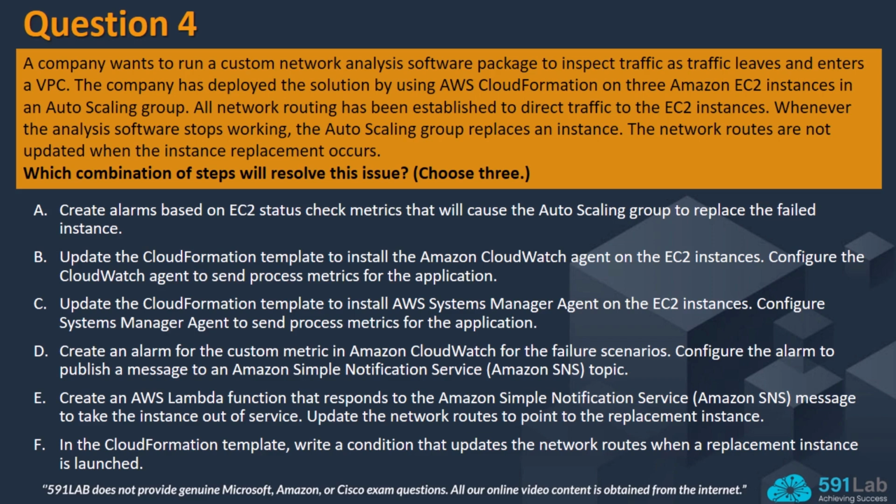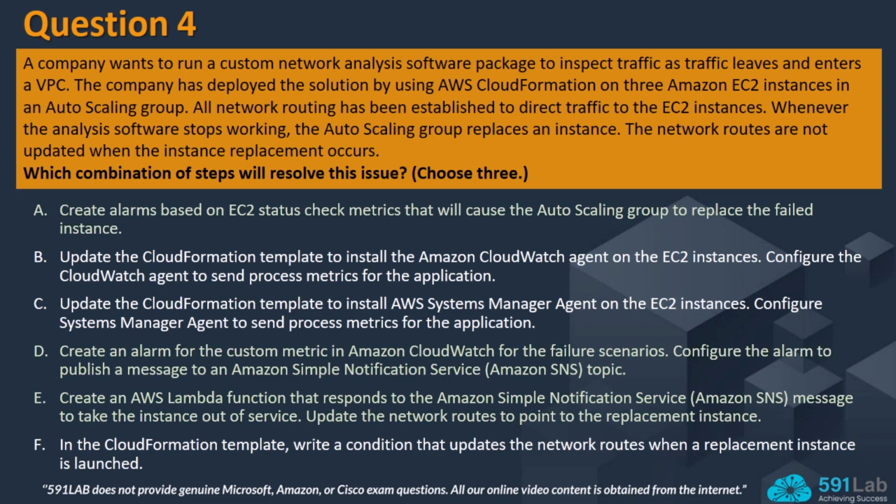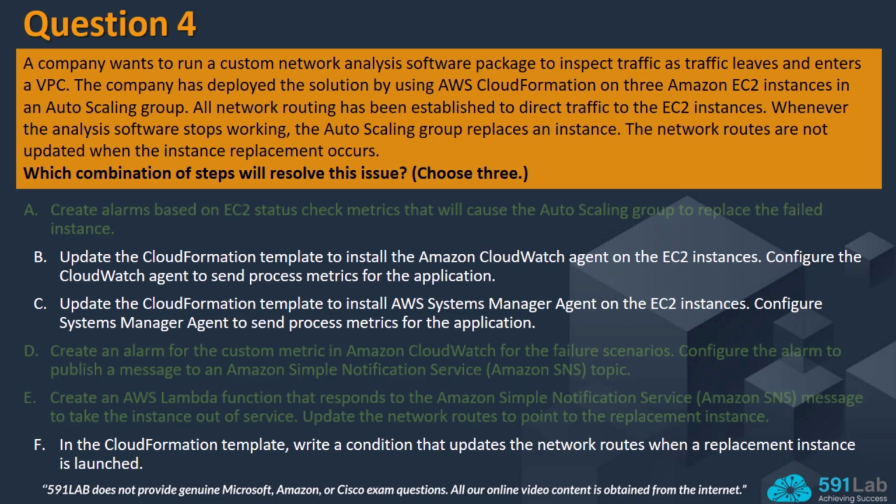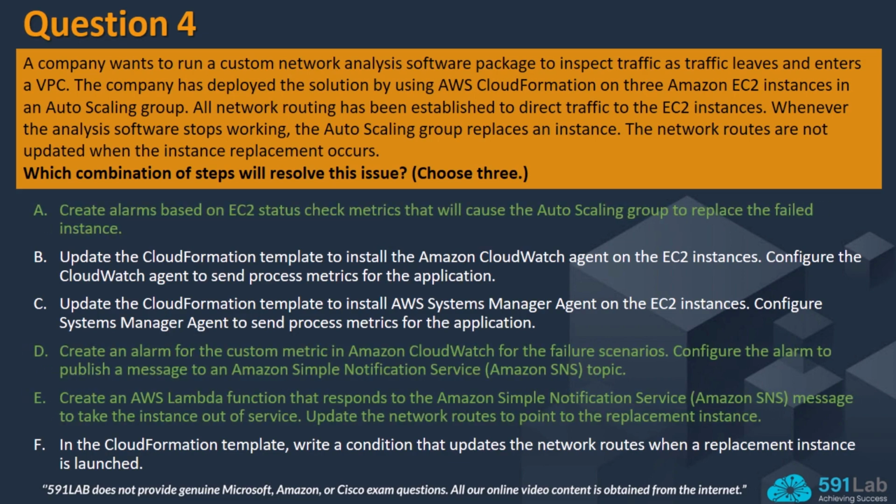Given the requirement to update network routes when an instance is replaced, the most suitable combination of steps would be options A, D, and E. These steps ensure that instances are replaced when necessary and the network routes are updated accordingly to maintain continuous traffic flow.